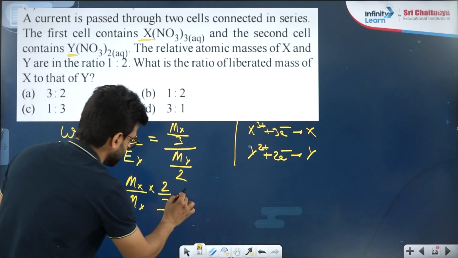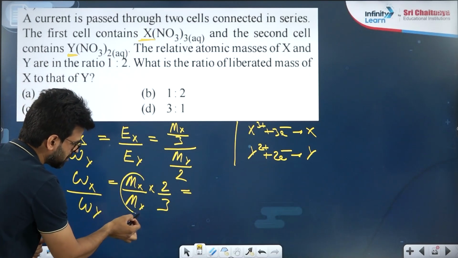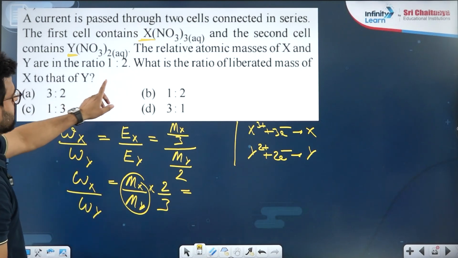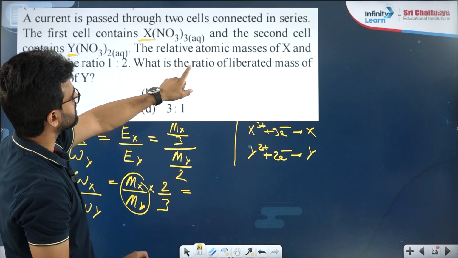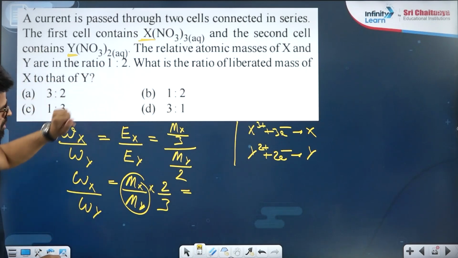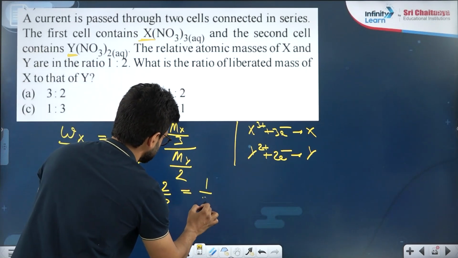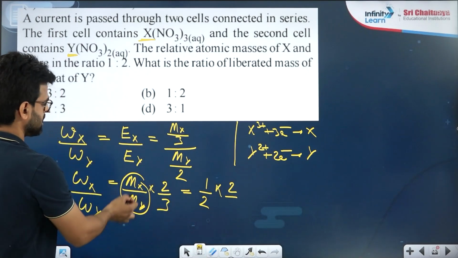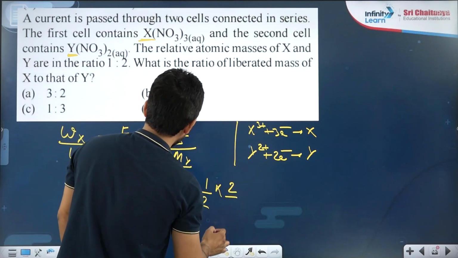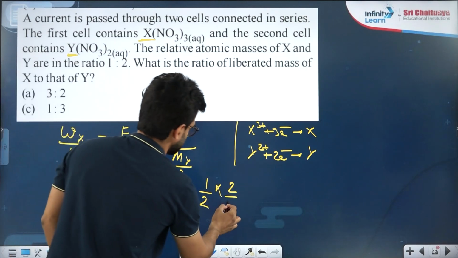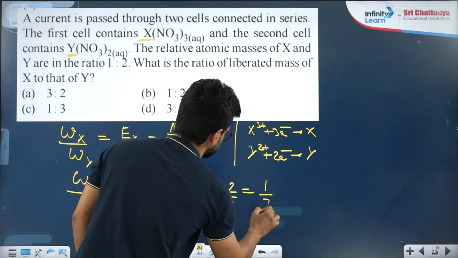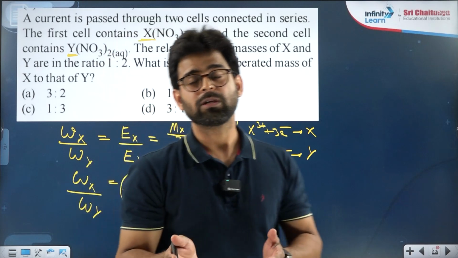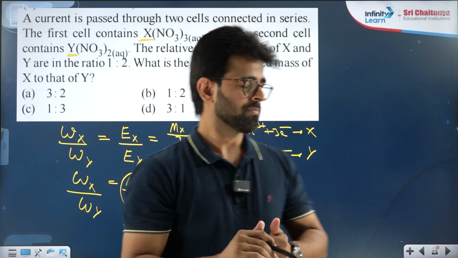But again, they are putting something else. They are giving the ratio of the masses of X and Y also, right? So what is the mass ratio of X and Y? They are saying the molar mass or atomic mass of X and Y are in ratio 1:2. Means Mx by My is 1/2, right? And further we have how much? It's 1/2 here. And what we are having here? 2/3 here. 2 will cut down. How much coming? 1/3. Okay. So they will deposit in 1/3 ratio, right? So this is it.